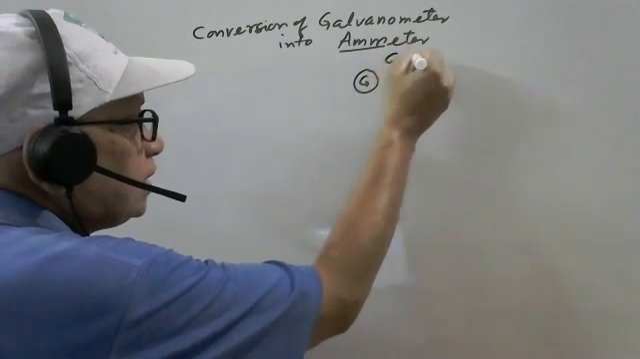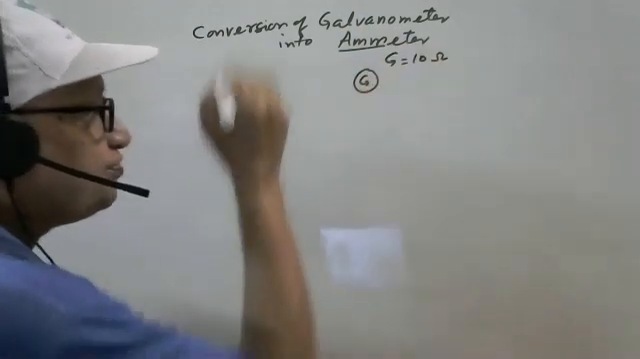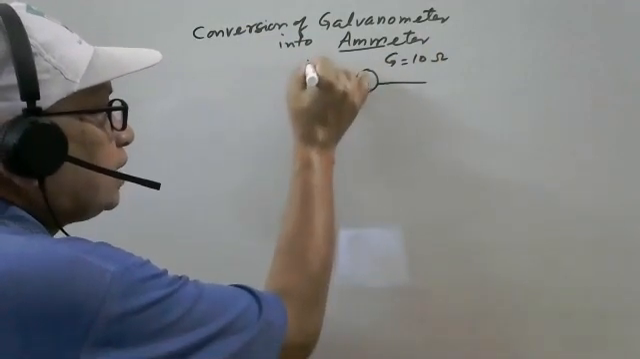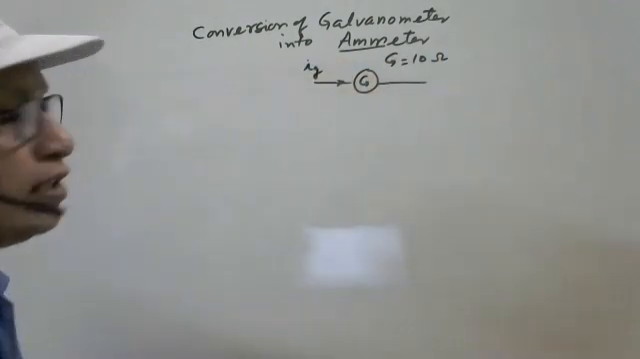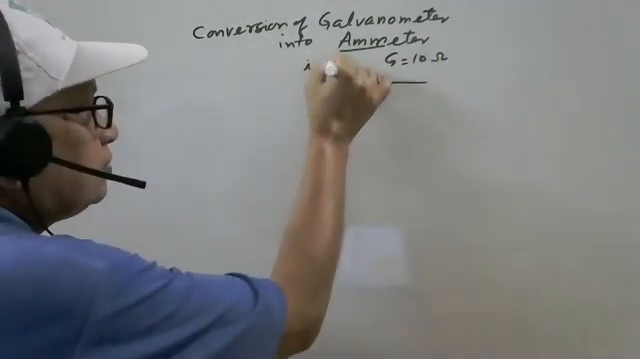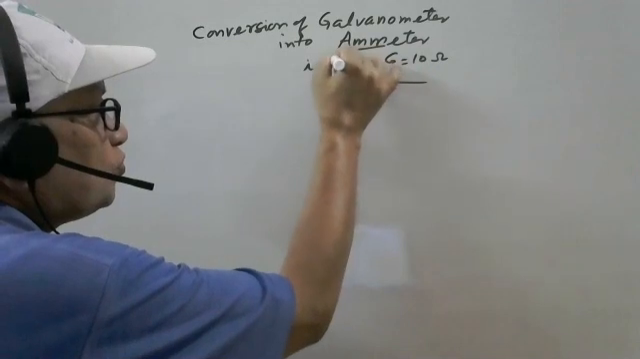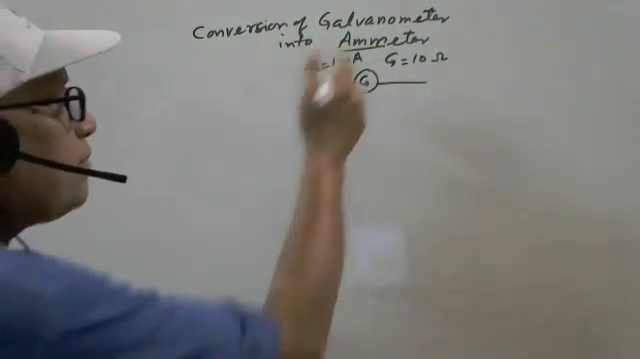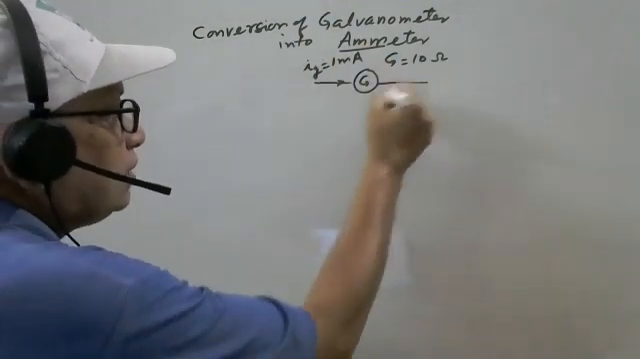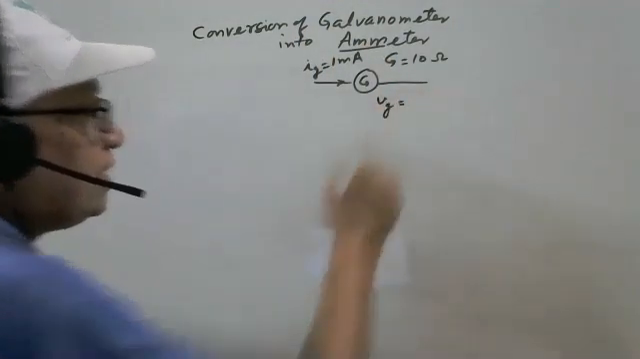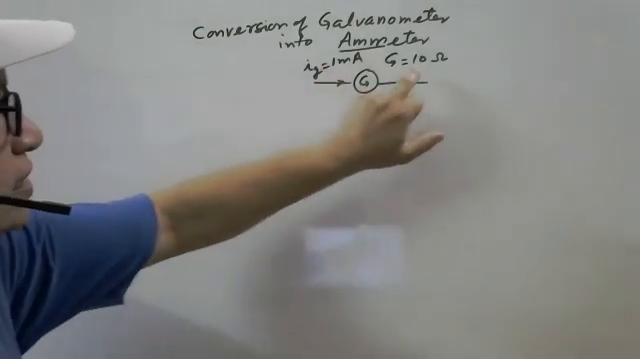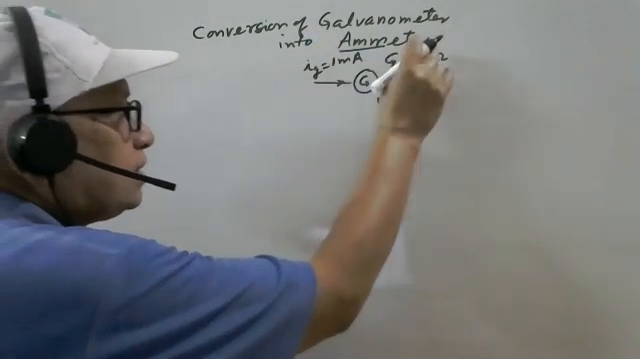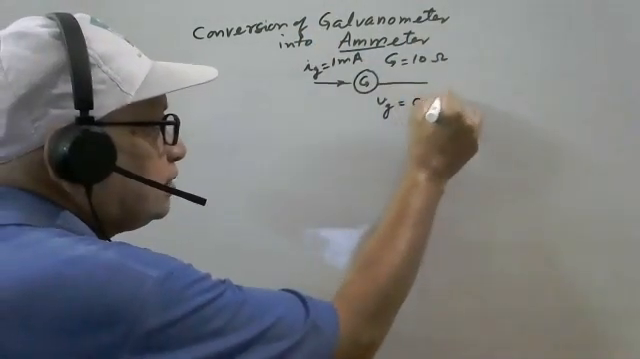The resistance here is say like 10 ohm, and it can have a current Ig, called the galvanometer current, of 1 milliampere. Only 1 milliampere means 0.001 ampere, and the voltage Vg is the voltage across the coil, IR. This is the resistance of the coil. So IR, if you multiply this and this, you will get say 0.01 volt.